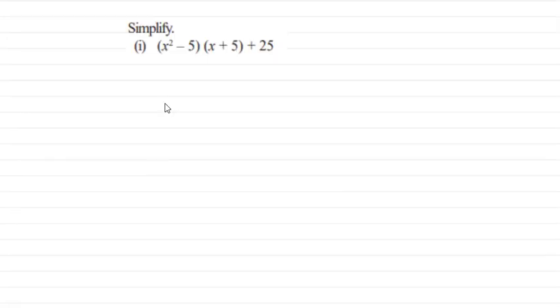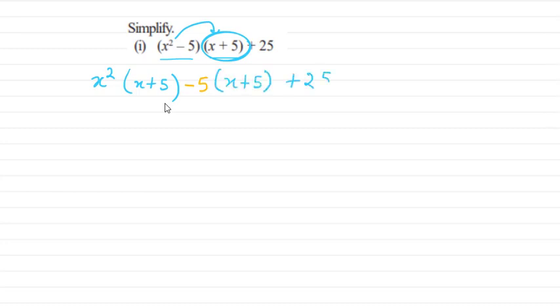Now if we have to simplify, in these kinds of questions again you will do the same thing. You have these two binomials, and you can just multiply the same way as I've told before. So x square, this first term, will get multiplied with this whole bracket, so you'll get x square into x plus 5. Then the next one is minus 5, and you have to take care of that. Minus 5 has to be multiplied with the x plus 5, and then the last term 25 will come as it is.